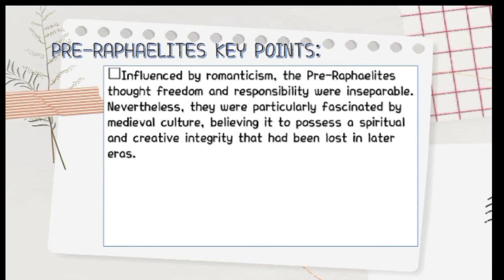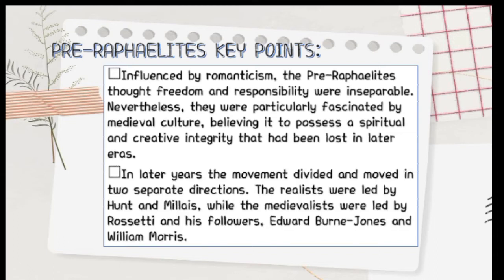The Pre-Raphaelites thought freedom and responsibility were inseparable. Nevertheless, they were particularly fascinated by medieval culture, believing it to possess a spiritual and creative integrity that had been lost in later eras. In later years, the movement divided and moved into separate directions. The Realists were led by Hunt and Millais, while the Medievalists were led by Rossetti and his followers, Edward Burne-Jones and William Morris. The reason of Pre-Raphaelites is to bring back the Raphael influence.